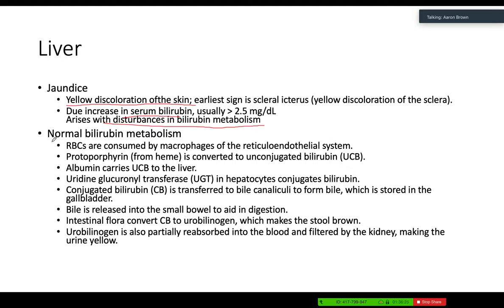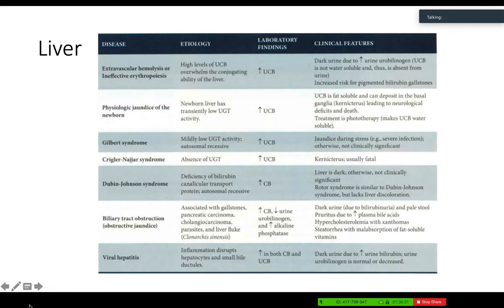Again, this is just talking about our bilirubin metabolism. We're not going to go through it again, but it's there for your help. This is a diagram from Pathoma, showing all of our different ways of developing jaundice. So we have extravascular hemolysis and ineffective hematopoiesis. Here we have high levels of unconjugated bilirubin overwhelming the conjugating ability of the liver. So we have the enzyme to conjugate, but there's too much indirect bilirubin.